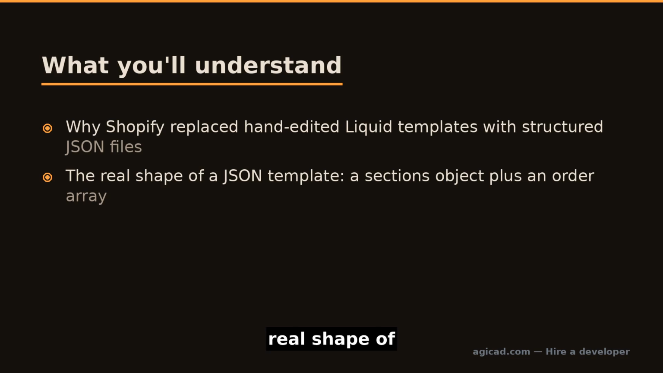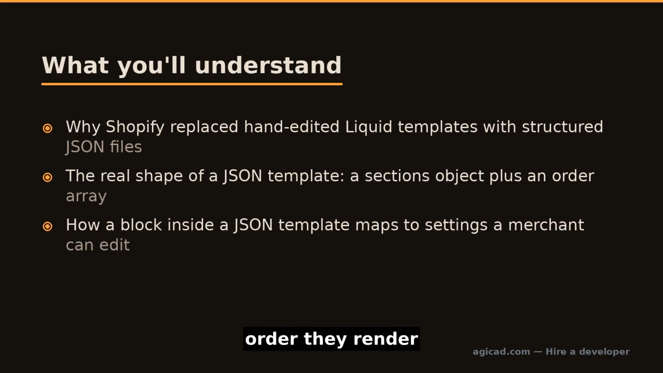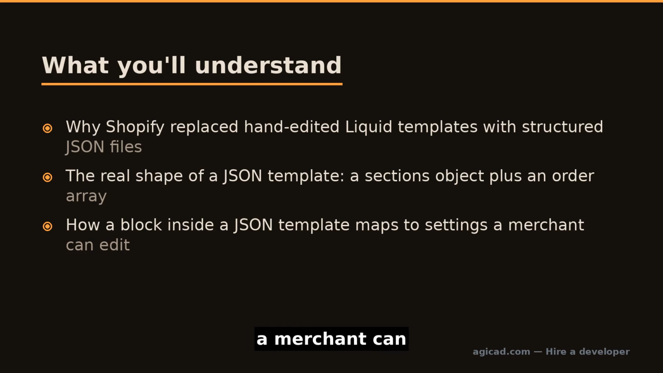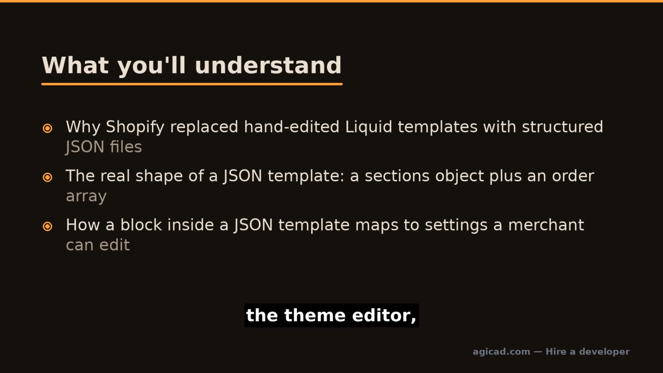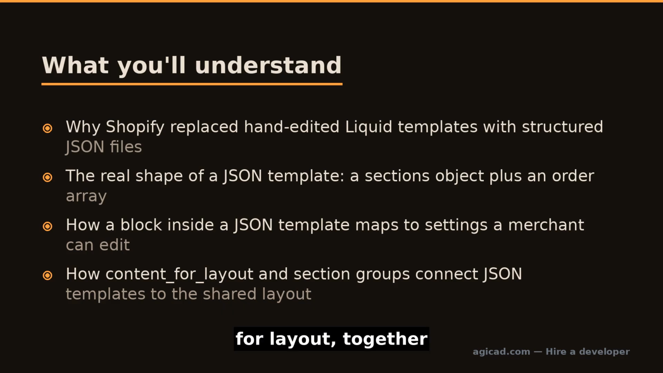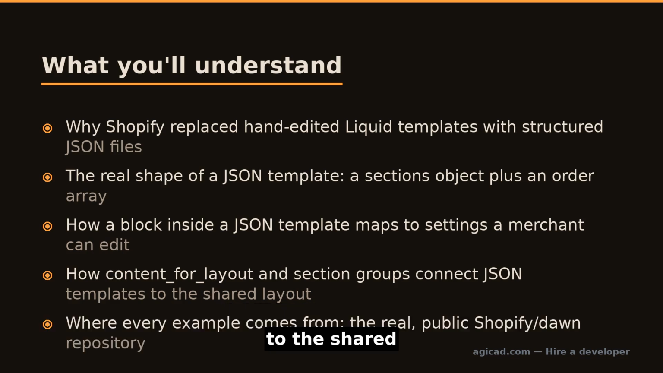The real shape of a JSON template: a sections object describing what's on the page, plus an order array describing what order they render in. How a single block inside the JSON maps directly to settings a merchant can actually edit in the theme editor, with no code involved. How a variable called content for layout, together with reusable section groups, connects a page's JSON template to the shared header and footer around it.